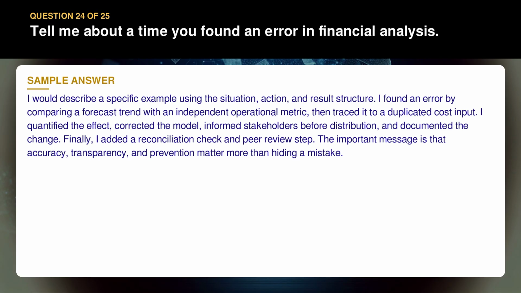I found an error by comparing a forecast trend with an independent operational metric, then traced it to a duplicated cost input. I quantified the effect, corrected the model, informed stakeholders before distribution, and documented the change. Finally, I added a reconciliation check and peer review step. The important message is that accuracy, transparency, and prevention matter more than hiding a mistake.